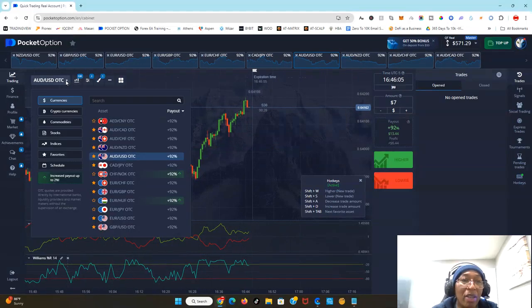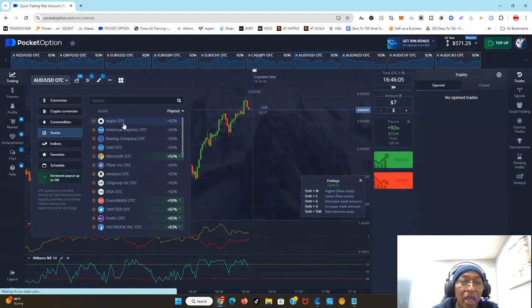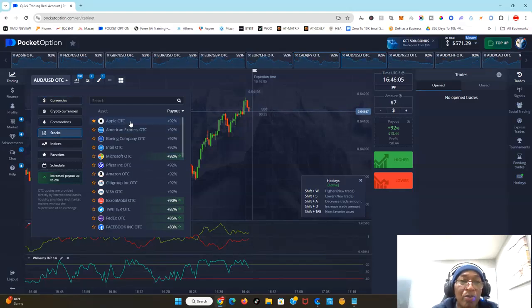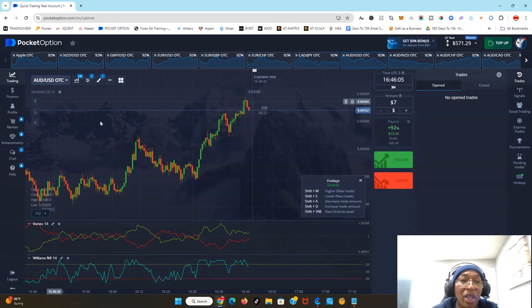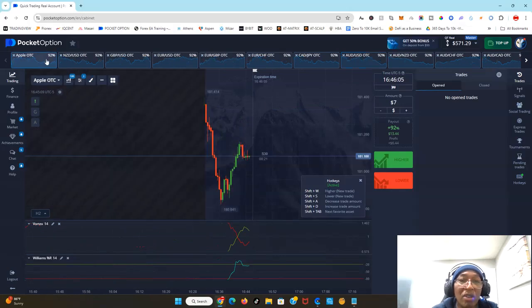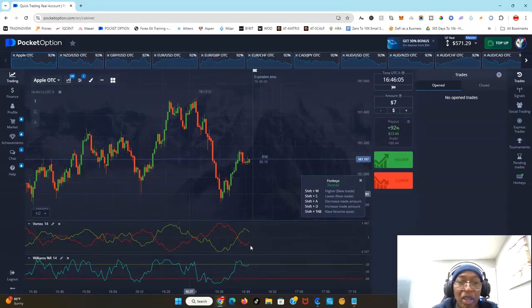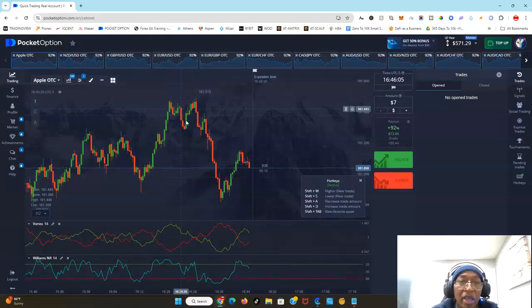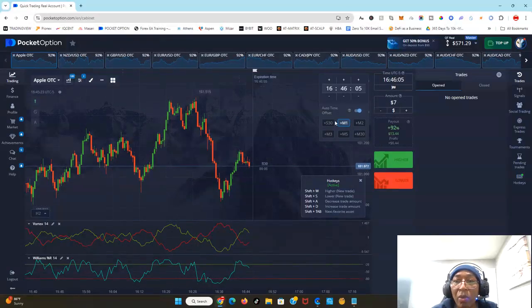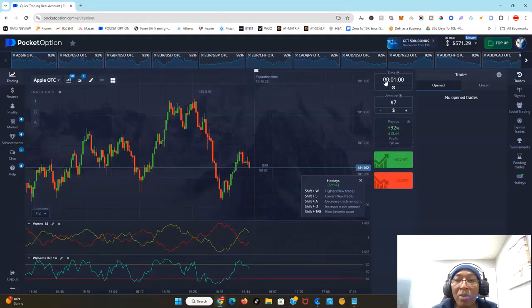Now, some people like to trade stocks. Again, you can see the Apple stock is right here. You can choose that. So we come here and put the Apple stock. You can see, again, it's paying 92. The red and green candles here are 30 seconds, and the trade time is 1 minute, guys. We're going to go to the 1 minute. That's our trade time, 1 minute.